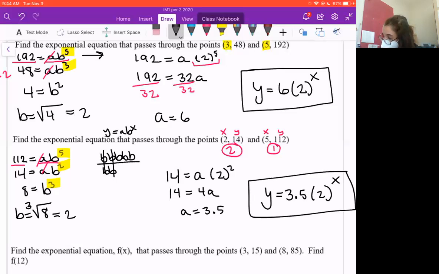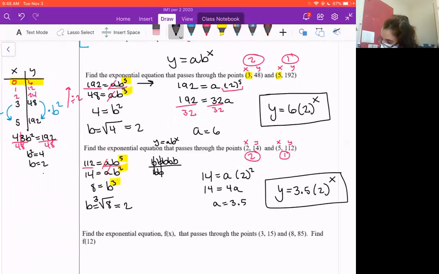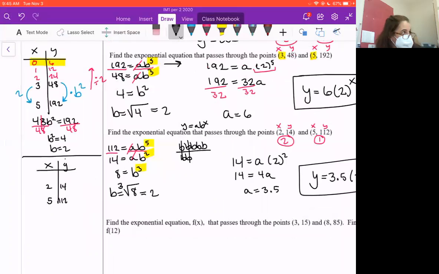Okay. And again, if you don't like this, you can use a table. My 2 points are 2, 14, and 5, 112. If you decide to use the table method, to get from 2 to 5, that is a total of 3. 5 minus 2 is 3. I have to go 3 spaces in my table. That means over here, I have to multiply by b to the third. However many spaces is how many b's you multiply by.